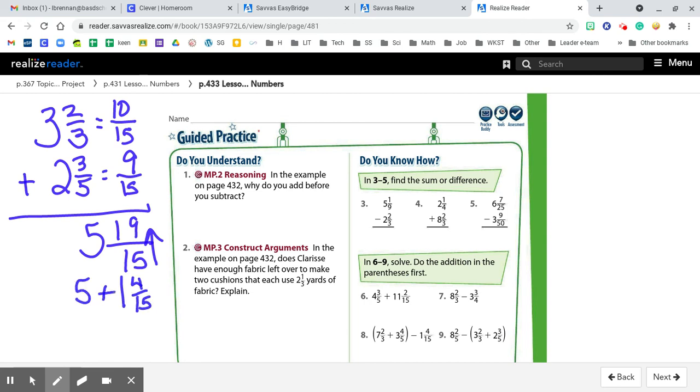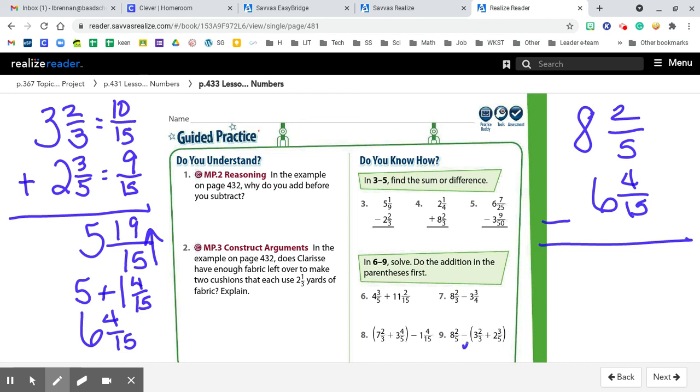5 plus 1 and 4/15. Oops, I'm subtracting here. Let me see, what did I do? Yeah, I guess I could. 6 and 4/15. So now I've got to go back to my subtraction. It's another whole problem here because I got to get that little 8 and 2/5 common denominator. Good, I don't have to borrow on this one at least. 2/15. 2 and 2/15 is my final answer.